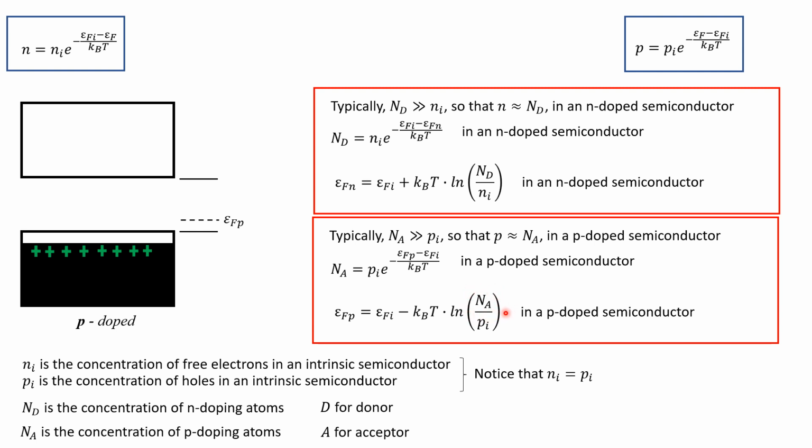And recall that this expression is only valid if this condition applies, and this expression is only valid if this condition applies. If these conditions are not true, then we need a more sophisticated treatment, but this is outside the scope of our course. But our simplified treatment can often be applied, and it already captures the essential physics. In an n-doped semiconductor, the Fermi level increases with the concentration of doping atoms. In a p-doped semiconductor, the Fermi level decreases with the concentration of p-doping atoms.